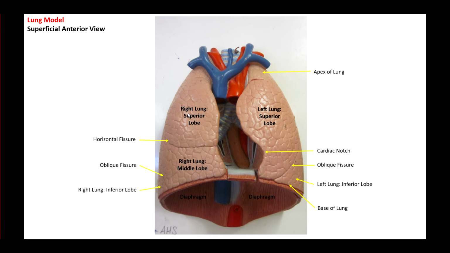On the right lung, you have a superior lobe, a middle lobe, and then here's the inferior lobe. The reason for that is you have an oblique fissure right there, as well as a horizontal fissure. The bottom of the lung is the base. The top part is the apex.